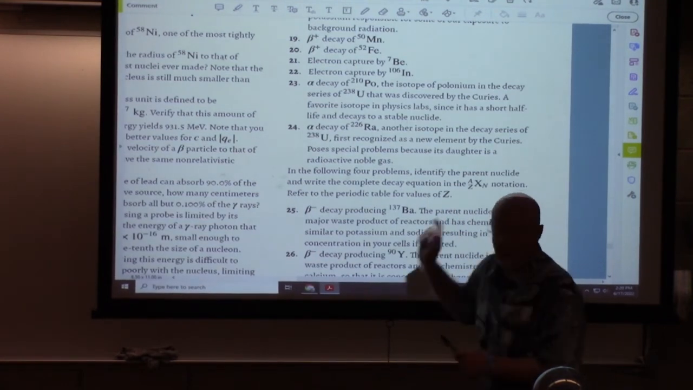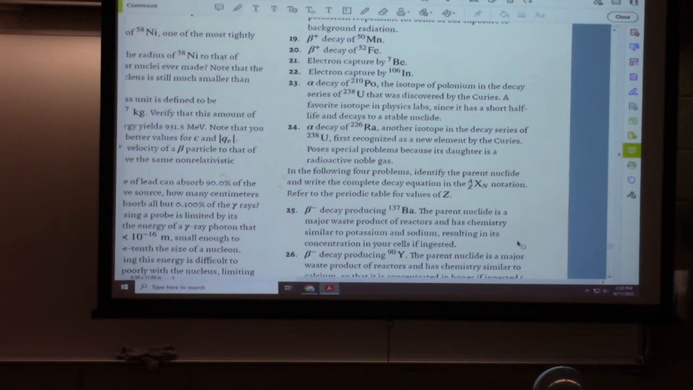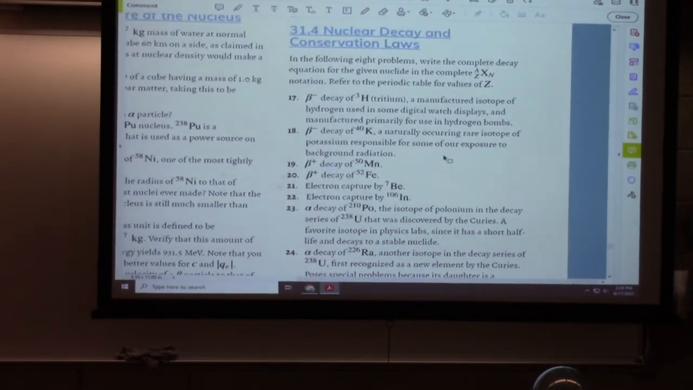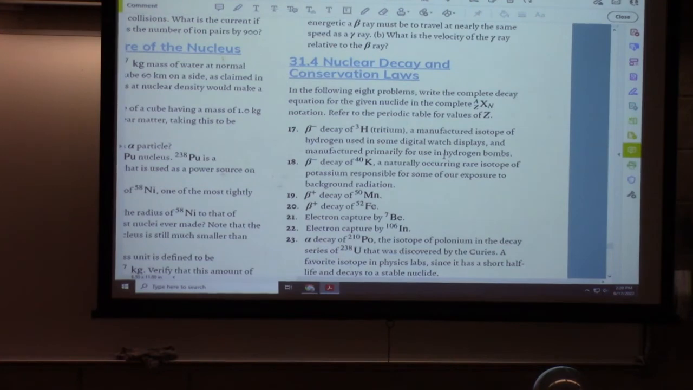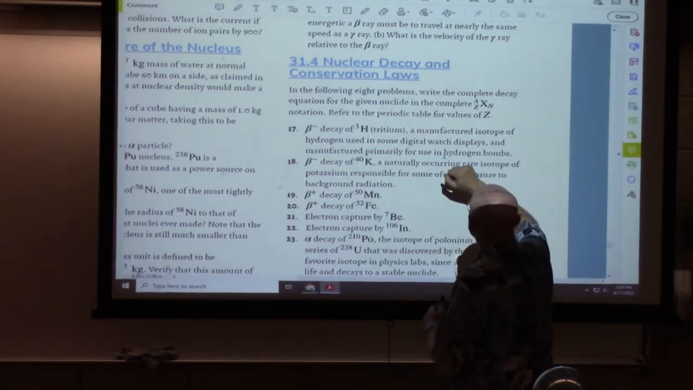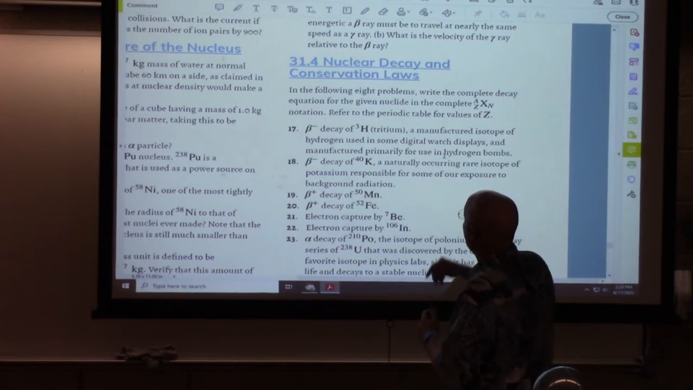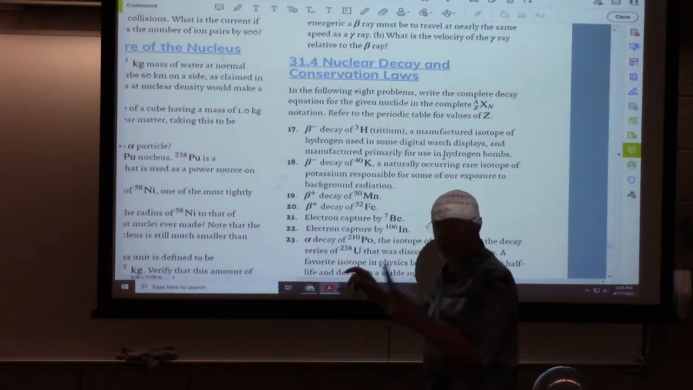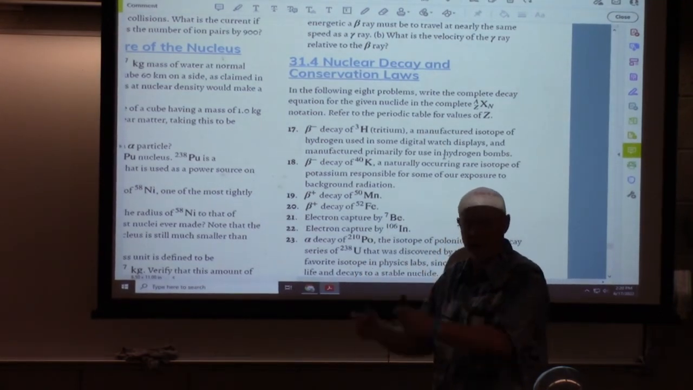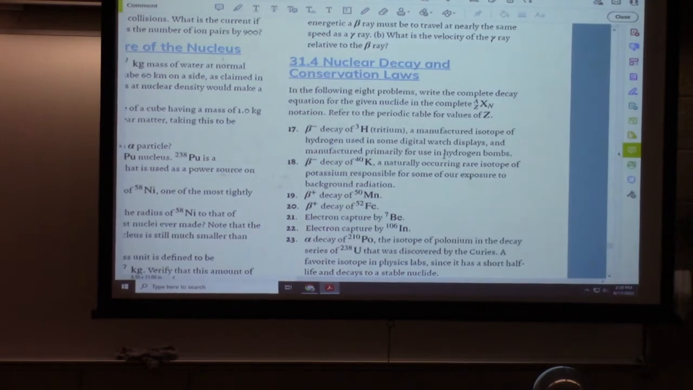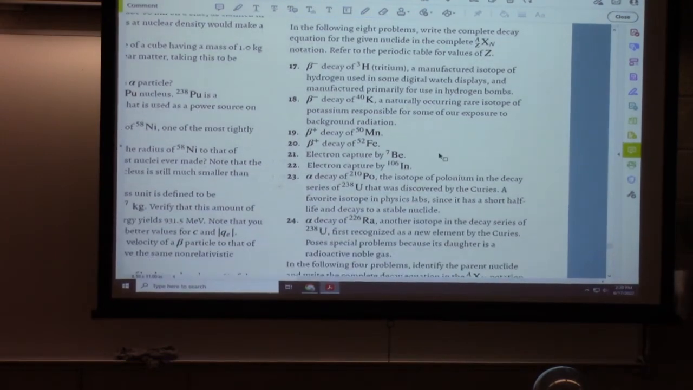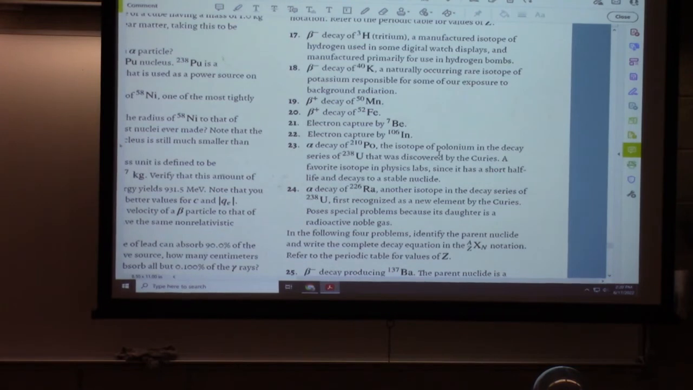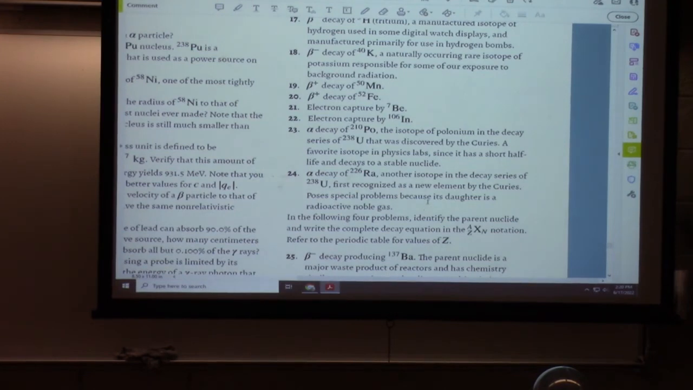I don't see the question, and I think because up here they gave a general statement. Yeah, let's come back here. It says, in the following 8 problems, write out the complete decay equation for a given nuclei using this notation that I was talking about, of how they lose stuff. And so let me just be clear. I think they want to start with radium as the parent and see what the daughter is.